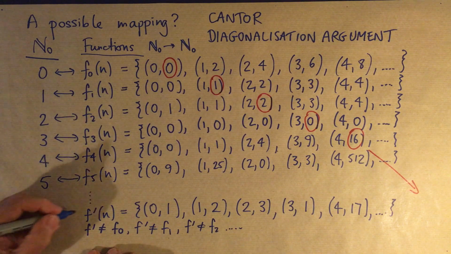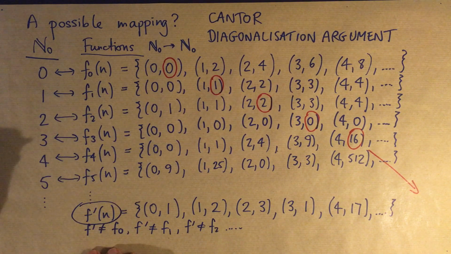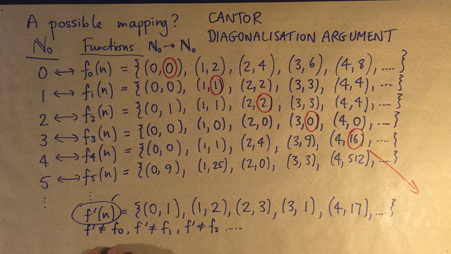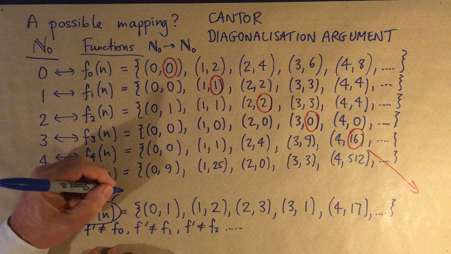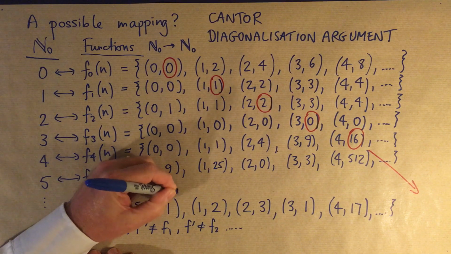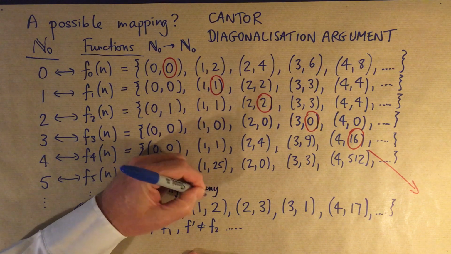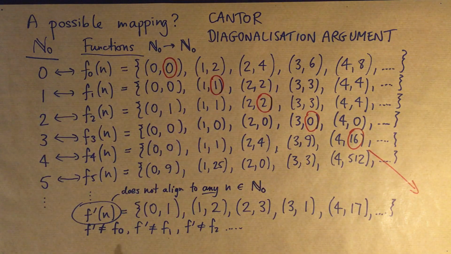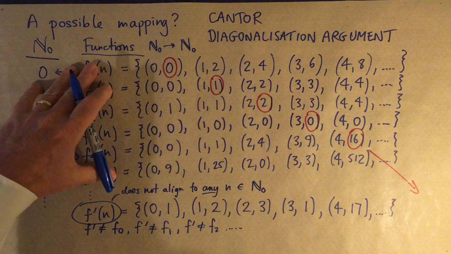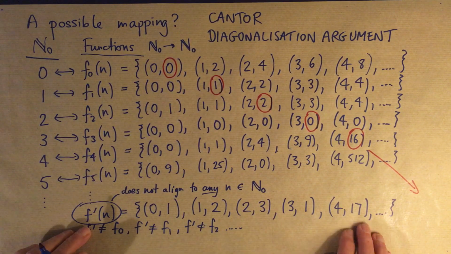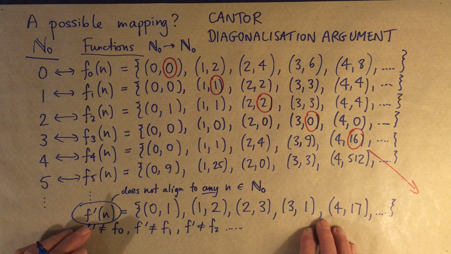So what that tells you is that F dash of n is a function which does not align to any of these numbers, but we've got all the numbers, we've got all the natural numbers here. So this does not align to any n which is a member of the natural numbers. Now I've chosen a particular mapping here, but the argument is general. I can always create a function. In fact, I can create a great many Cantor functions which are not in the table here.